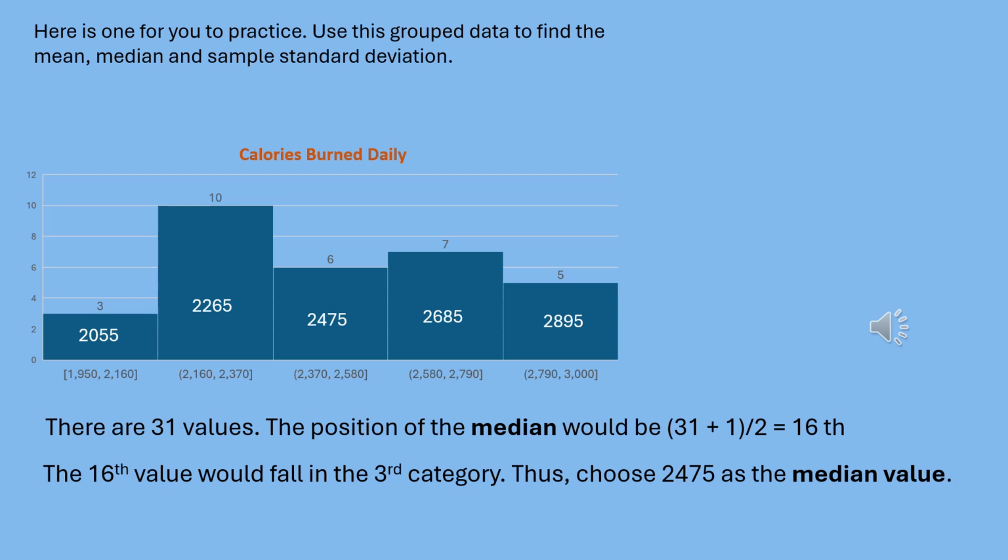The median of a set of data with 31 values will have a position of the 16th value. 31 plus 1 divided by 2 is 16. The 16th value would fall in the third category. 3 of the values were in the first category, 10 were in the second category. That's 13 values. So if you kept counting to find the 16th value, it would be in the third category. All of the values in the third category are being considered as 2,475. So we're going to choose 2,475 as our estimate of the median.